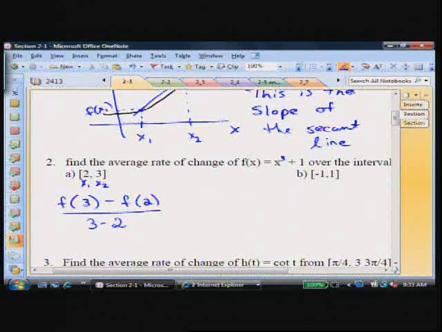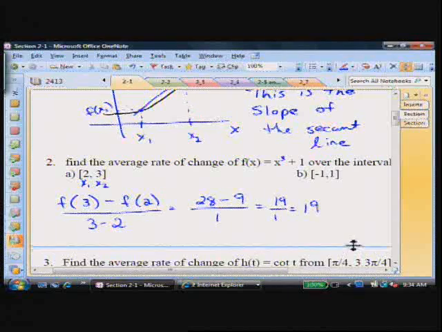Everybody okay? All right, so what is f of 3? Well, what that means is you're going to plug 3 in for x in your function. So 3 cubed is 27 plus 1 is 28, minus f of 2, you plug 2 in for x in your function. 2 cubed is 8 plus 1 is 9. And you divide by 3 minus 2, which is 1. Everyone okay? All right, and 28 minus 9 then is 19 over 1, or just 19.